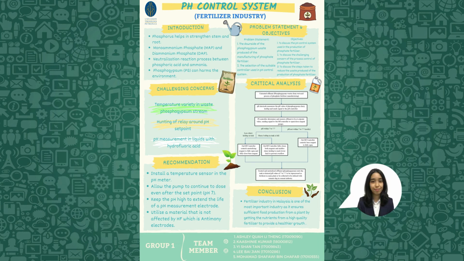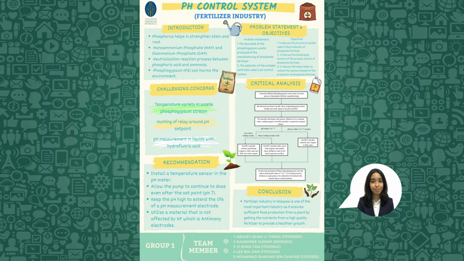To conclude this project, it is aimed to study a zero waste management approach for one of the chosen chemical industries in Malaysia using a suitable process control system to achieve a zero waste goal. The fertilizer industry is chosen as it is one of the most important industries as it ensures sufficient food production, provided by plants getting nutrients from a high quality fertilizer for healthier growth. Phosphate fertilizer is chosen as it is one of the most common fertilizers used these days.